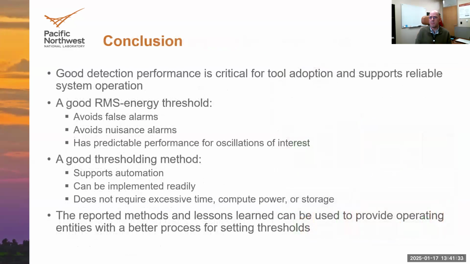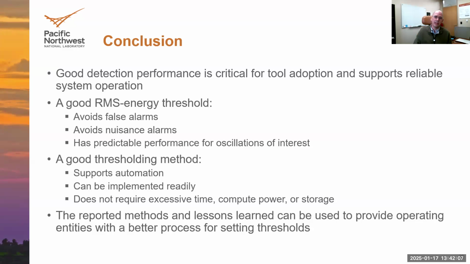All right, so to wrap up, I dove into a lot of detail here, but I do think this is an important topic: making sure that when we have these commercial tools, we're able to set thresholds in a way that the people using them can rely on them to tell them about oscillations they are interested in, and not pester them with alarms that aren't interesting for them. That's really important for tool adoption, and because of that, it's really important for reliable system operation.